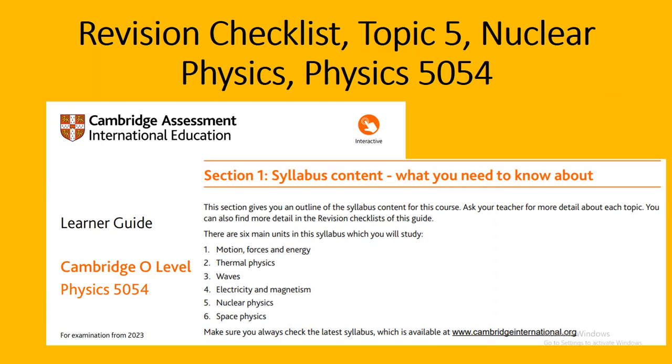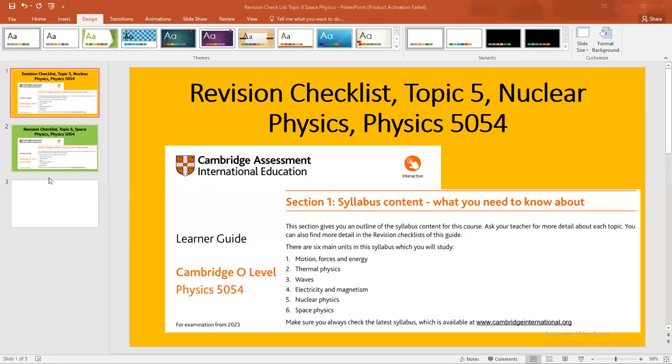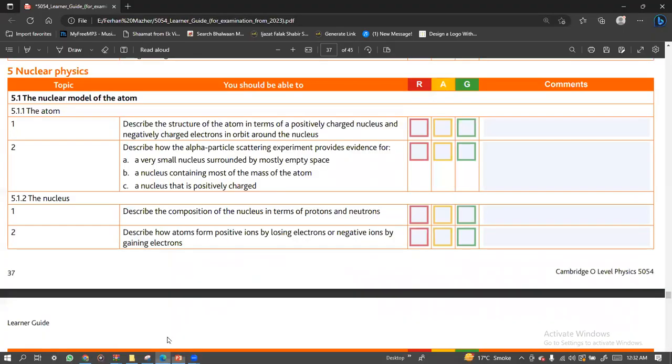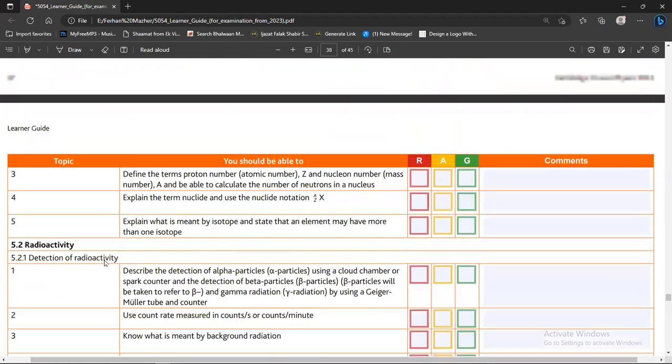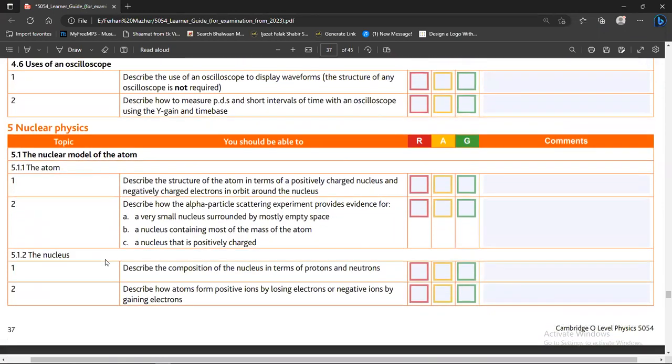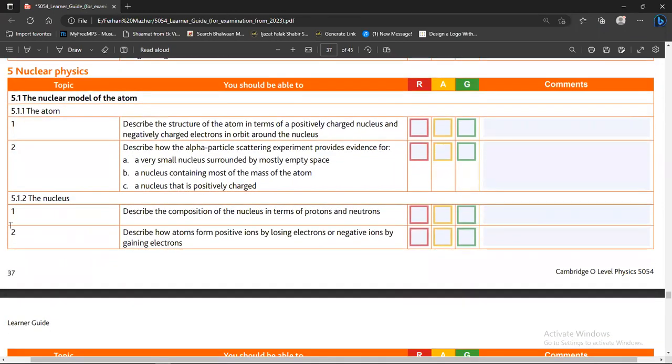And in this video, we are going to work on the revision checklist for topic number 5, which is nuclear physics. So we will have a table in which we will have the main topics, the contents which you need to know. So let's start. Okay. So today we are working on topic number 5, which is nuclear physics.